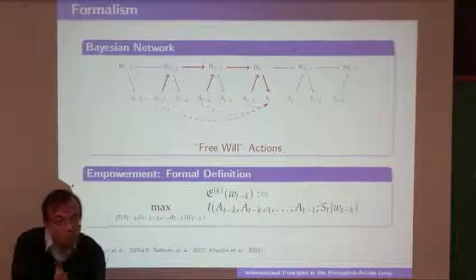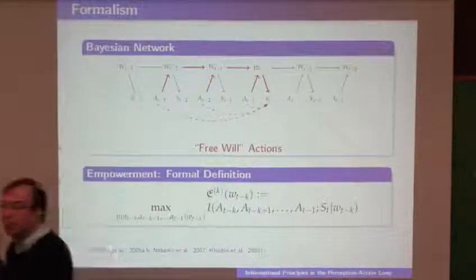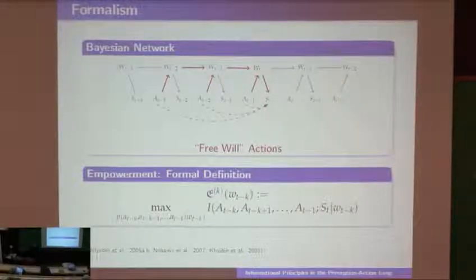So that channel capacity will depend on the state. If I'm in a different state, I will have a different channel capacity. It's not what I'm doing, it's what I could do. Very important. Why do you get rid of the memory as part of this?